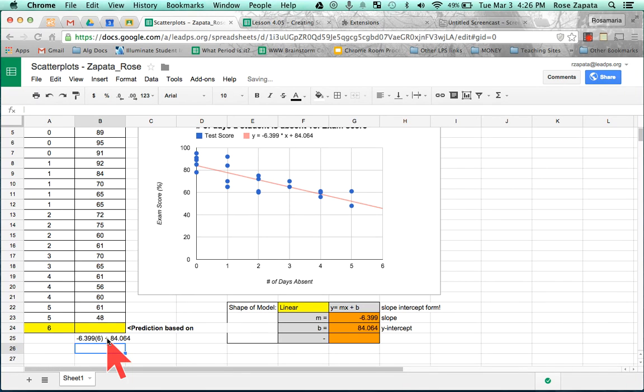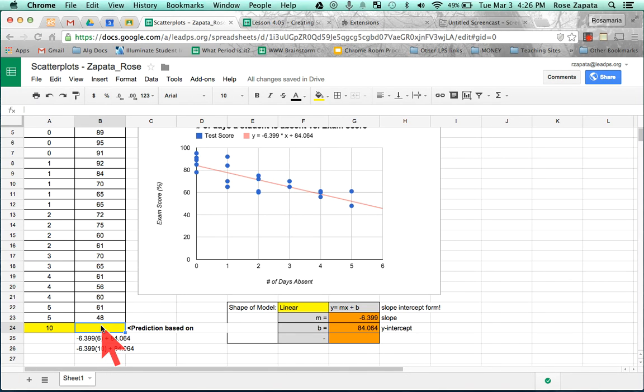84.064. Yes, I can type that into a calculator and find it, but what if I wanted to constantly change this, and now I wanted to know if I was absent for 10 days, what would I expect? You'd have to have this be negative 6.399 times this time 10, and then you'll add 84.064, and we keep doing that. So what I actually want to do is create a formula where this cell will do these two operations, where it multiplies times this number and then adds 84.064. And then I'm going to keep changing this, and this will keep changing its value.